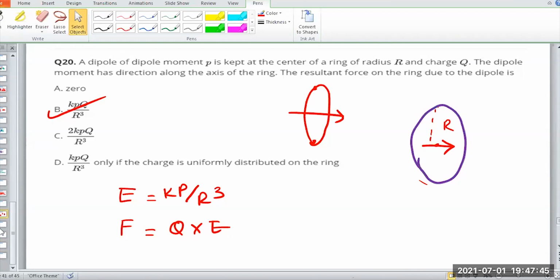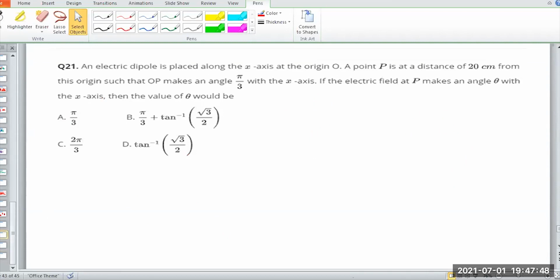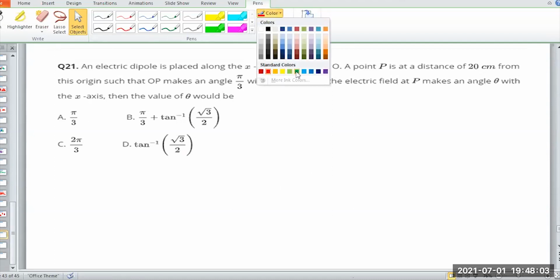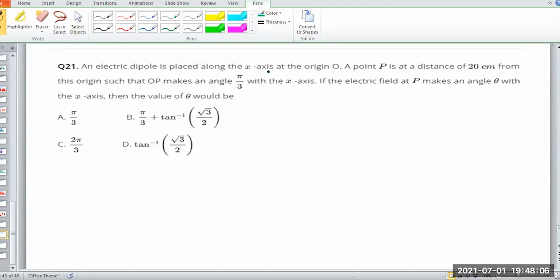So because dipole was the smaller chapter, we have come to our last question today very quickly. Now this question is also again a very easy question because I have already discussed this kind of question. But again, I will solve this question for you guys. Electric dipole is placed along x-axis. A point P is at a distance of 20 centimeter from the origin, making an angle pi by 3. So dipole is given, distance is given 20 centimeter, angle is given pi by 3. If electric field at P makes angle theta with x-axis.